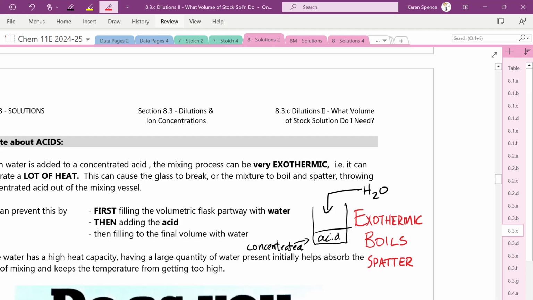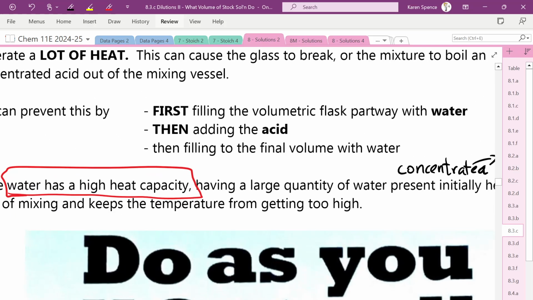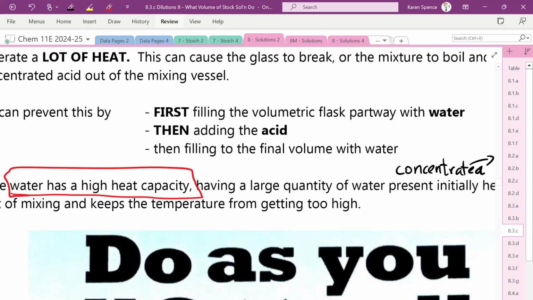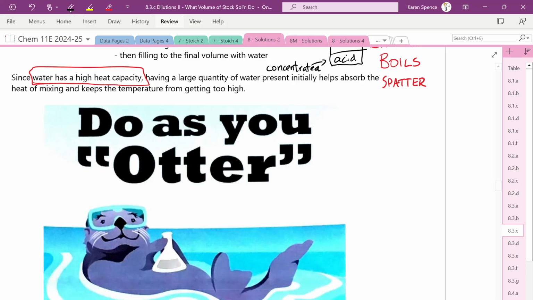So instead, what we do is we put the water in first, or at least a lot of the water. So maybe we would fill up the volumetric flask halfway with water. And water has what we call a high heat capacity, which means that it is able to absorb a lot of heat before the temperature rises up. So if we have a lot of water present and we add the acid in slowly, we can prevent the temperature from rising too high too quickly. So we have a little mnemonic device to help you remember that. Do as you oughter.